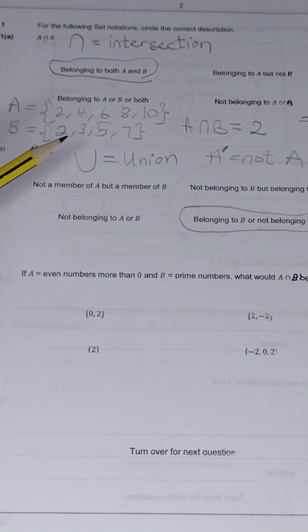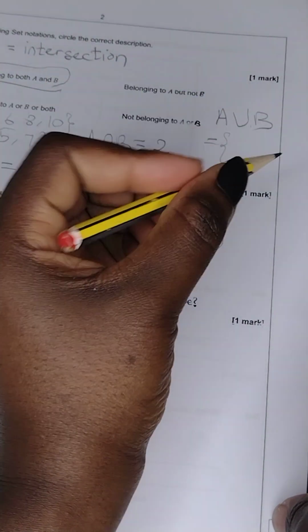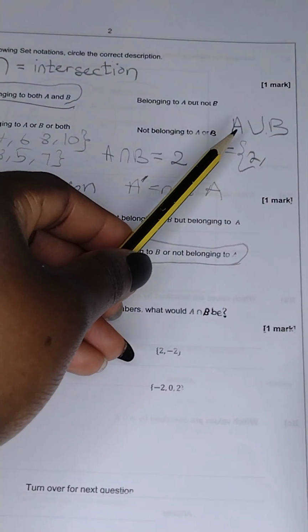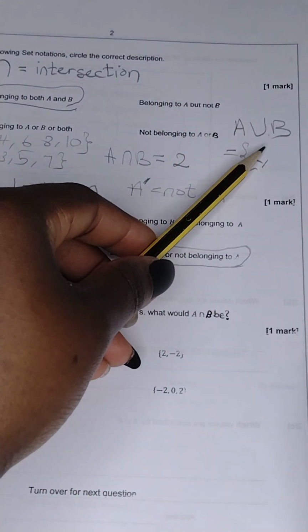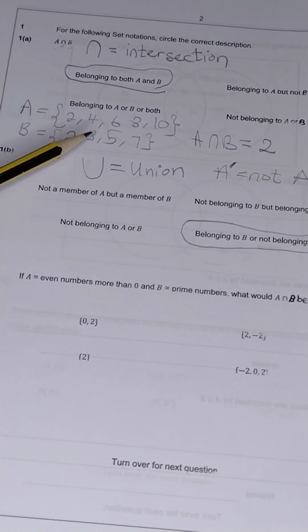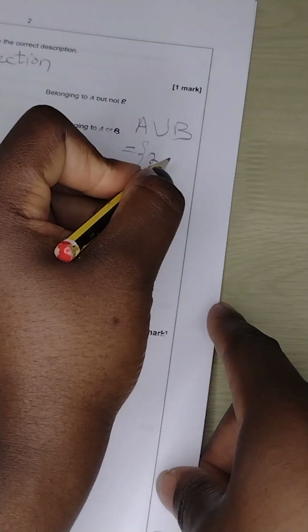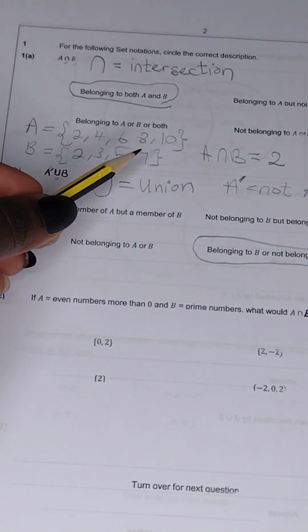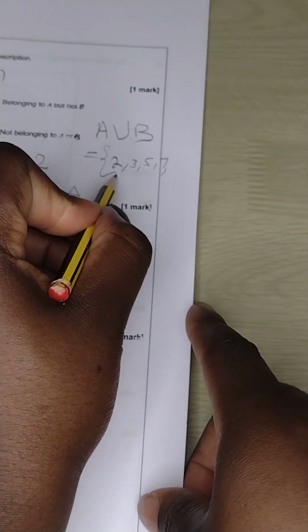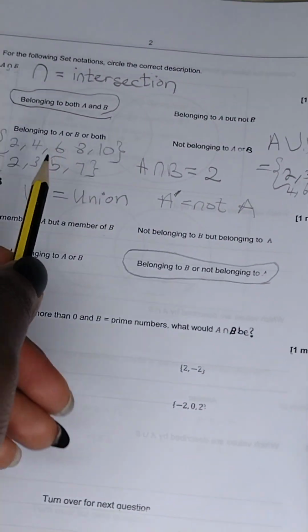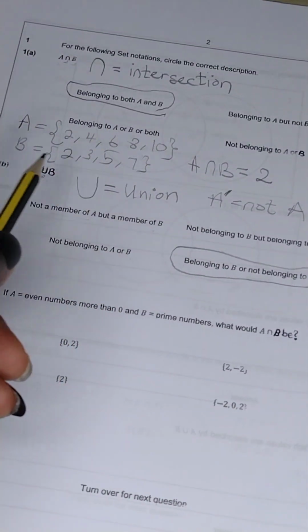So first we can start with what is common to A and B. So A union B. So 2 is common to both of them, because this means A or B or both. So then you put everything that you can find in B, 2, 3, 5, 7, and then put everything that you can find in A, 4, 6, 8, 10. So based on this example that I've got down here, A union B would be that.